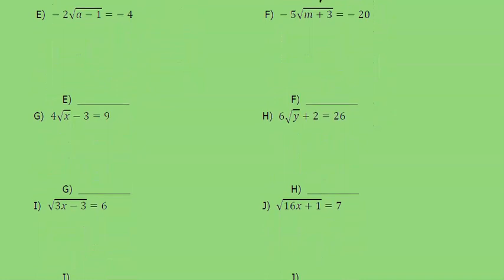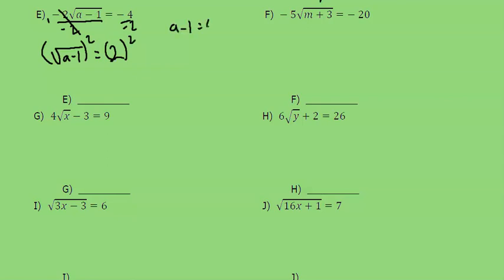Let's look at E. Negative 2 times the square root of a minus 1 equals negative 4. To isolate the square root, we're going to divide each side by negative 2. So we have the square root of a minus 1 equals 2. To get rid of a square root, we square each side. We exponentiate by 2. So then we have a minus 1 equals 4. Add 1 to each side, and then we have our solution, a equals 5.